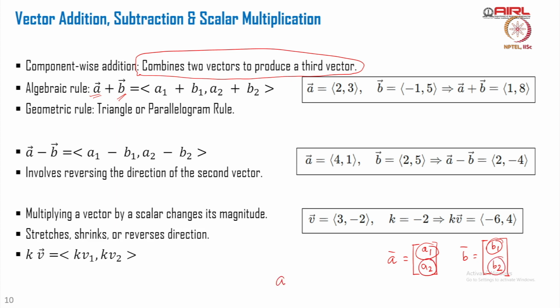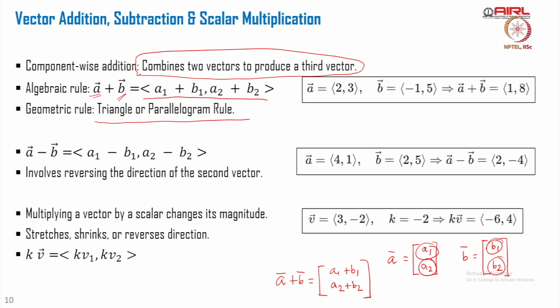So a plus b looks like a1 plus b1 and a2 plus b2. It can be represented like that also. Now, the addition of two vectors can also be found from the triangle or parallelogram rule. We request the students to go through these concepts from any textbook.